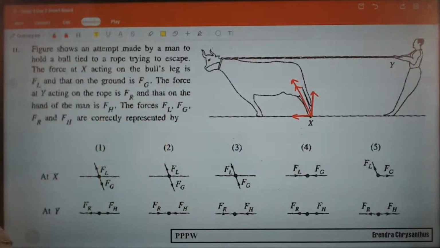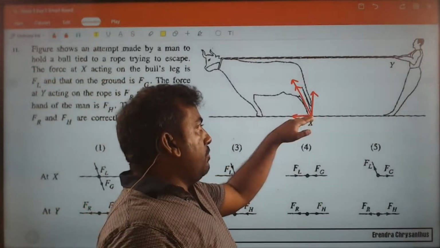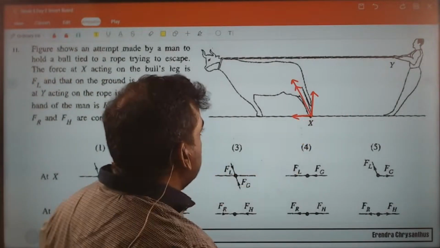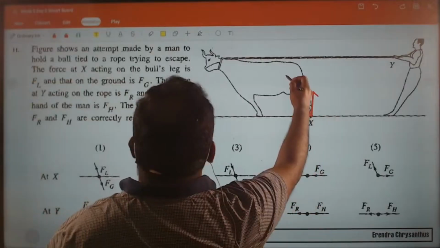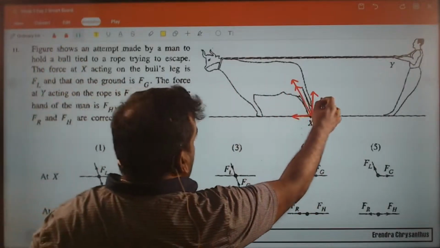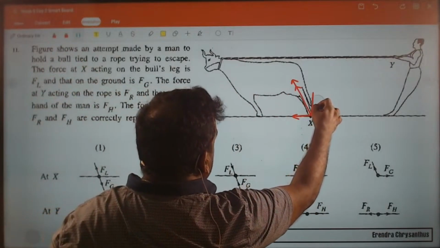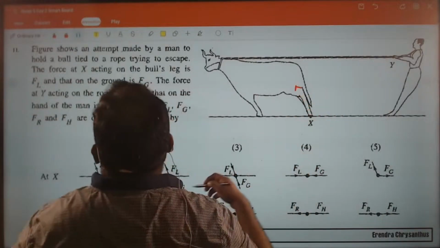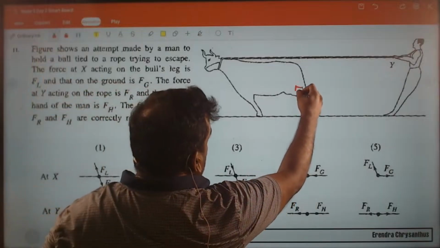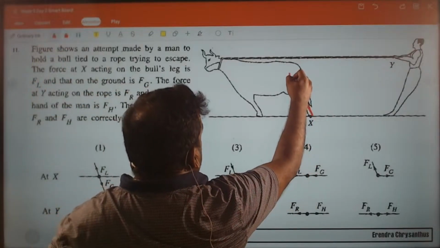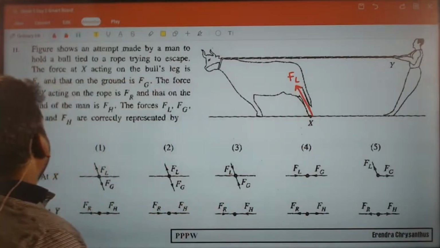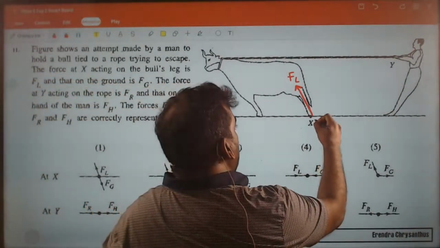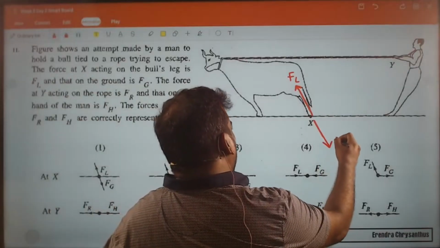So here there is a normal reaction. The bull is pushing the floor backwards, and the floor is pushing the bull forwards. Because of these two, there will be a resultant force there. So I can erase these two forces, which will give us a single force here, the force on the leg, and that on the ground. Every action has an equal and opposite reaction. The force on the ground is equal and opposite, Fg, right?